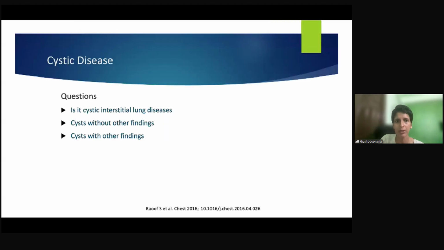In order to do that, we make it simpler by asking ourselves a few simple questions. Number one, whether it's a cystic interstitial lung disease: are you seeing cysts without any other findings, or cysts with other findings? There are a lot of other pathologies, like infections, which present with cysts. But there is an entity of cystic interstitial lung diseases where the pathology is involvement of the lung parenchyma due to a background systemic process.